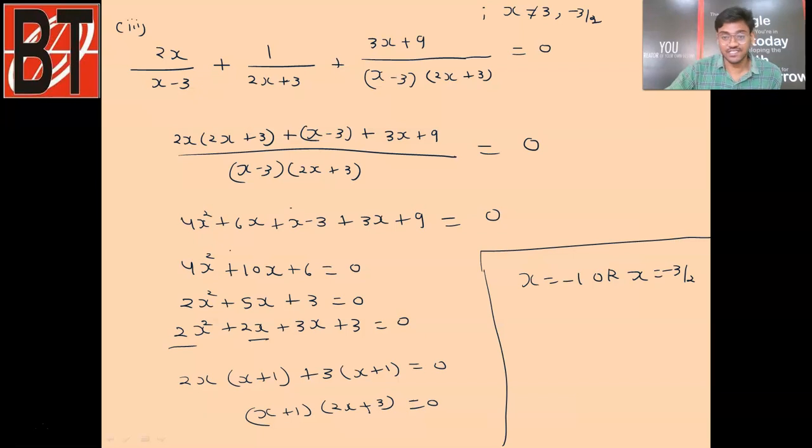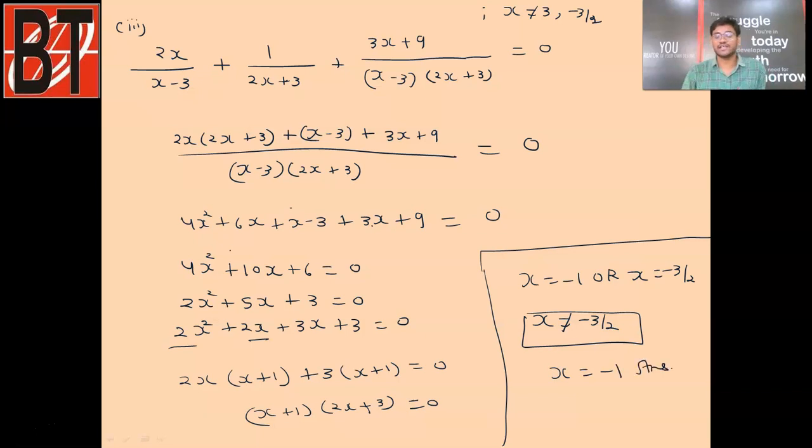So students, you have to take care of this. X cannot equal minus 3 by 2. So you have to mention here that the value of x must not be minus 3 by 2. So the required answer will be x is equal to minus 1 only. So students, I will be writing that x is equal to minus 1 is going to be the only solution of this complete equation. Clear students? I hope no problem in this.